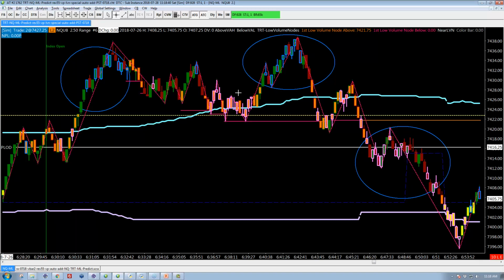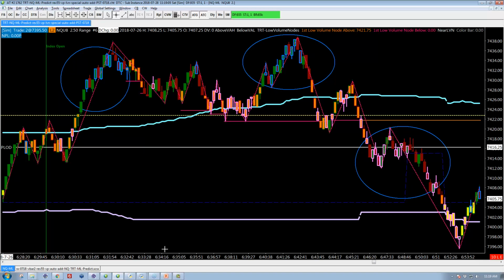So from U.S. session open through 20 minutes before the close, look at every single bar that is either near a low volume node or near a value area high or low, model just that, and then use that model instead of the normal one. So that's the other key test for next week.